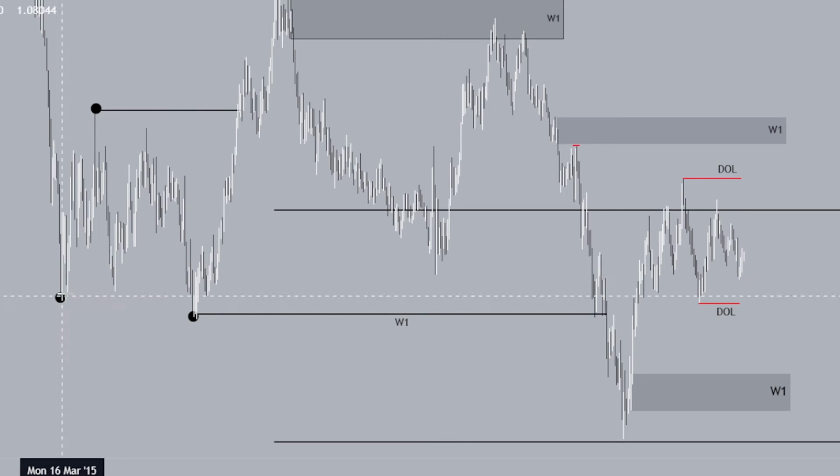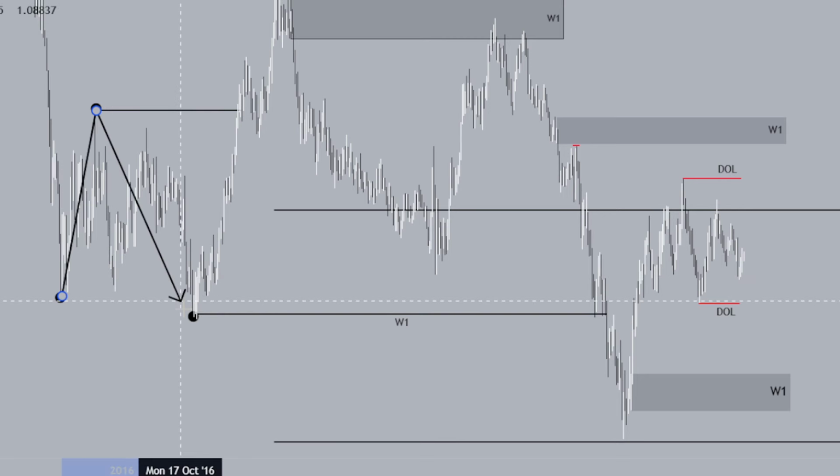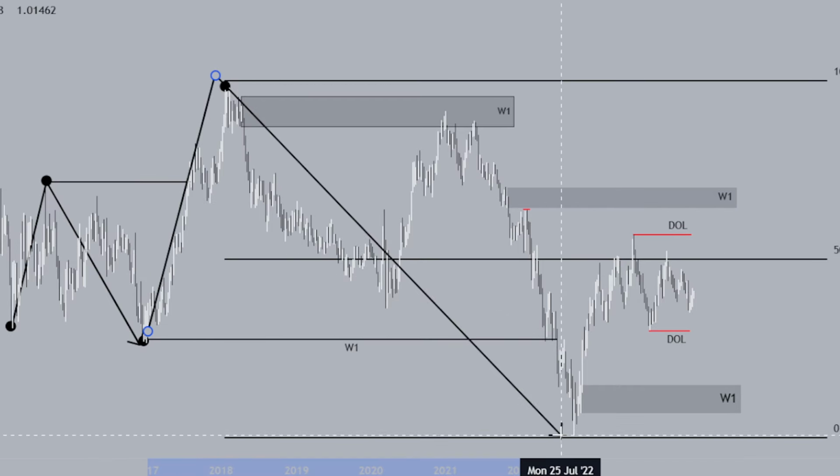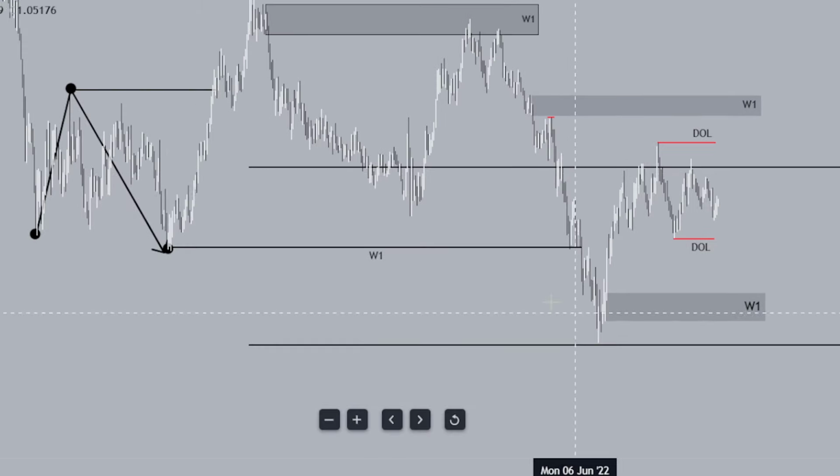So the first thing we look at is our market structure. So we have a structural low, structural high, structural low. From here, we now see price giving a structural high, and then we have our breaker structure over here. So overall, our structure is bearish.